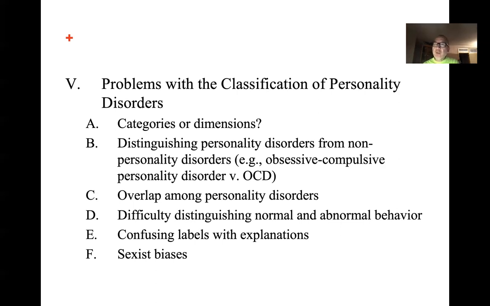It's one of the things that's not so clear: whether these mental disorders are separate, distinct categories, or are they actually dimensions along a different construct? Are things like borderline, narcissistic, histrionic PD actually just different dimensions of another construct? That's still debated and disputed. Sometimes it's hard to distinguish a personality disorder from a non-personality disorder.